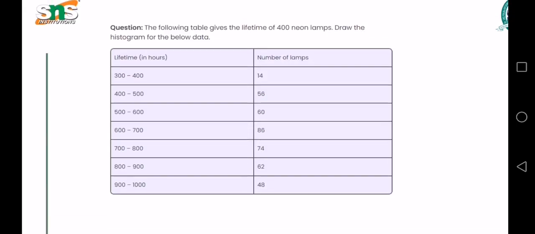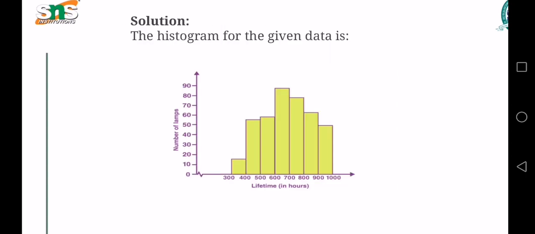This is an example for histogram. Here, lifetime and number of lamps are given in class intervals. The histogram for the given data is like this. We take lifetime on the x-axis and number of lamps on the y-axis.